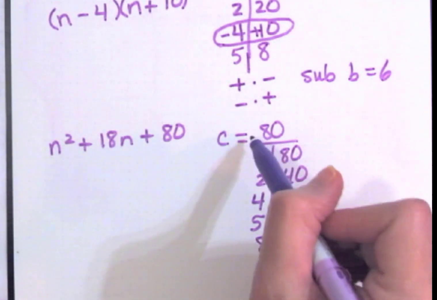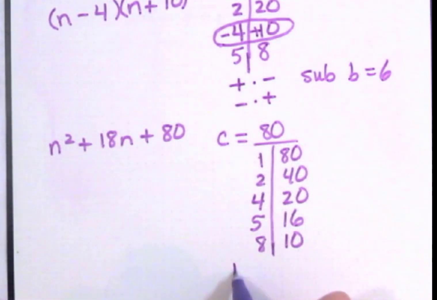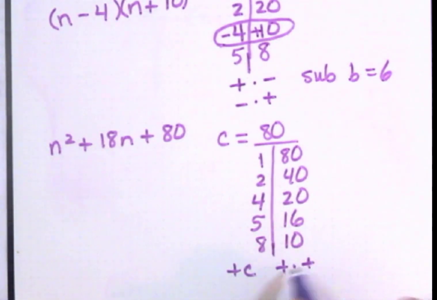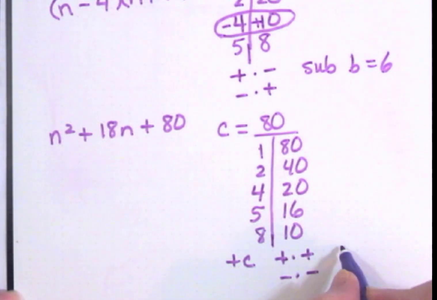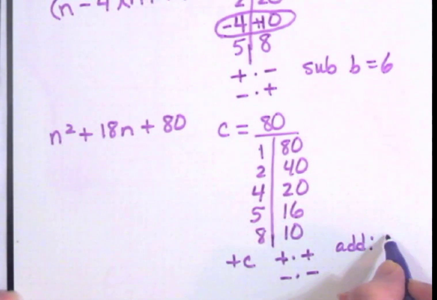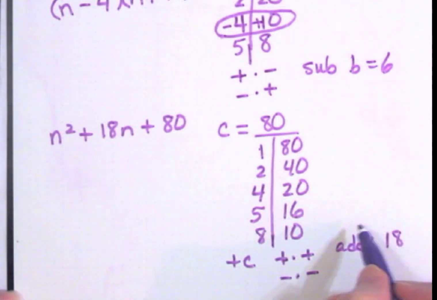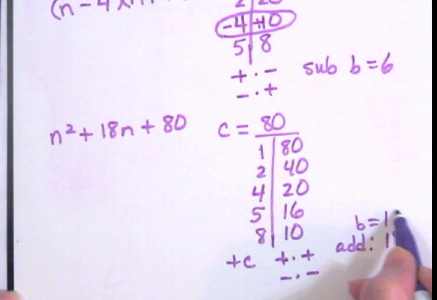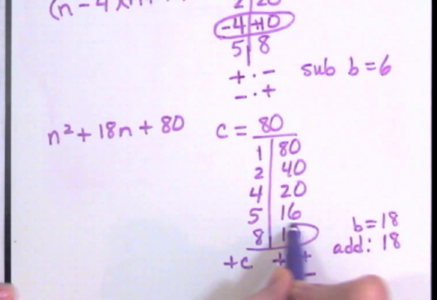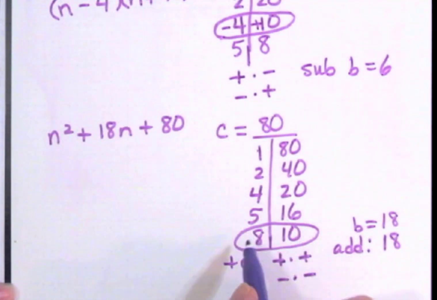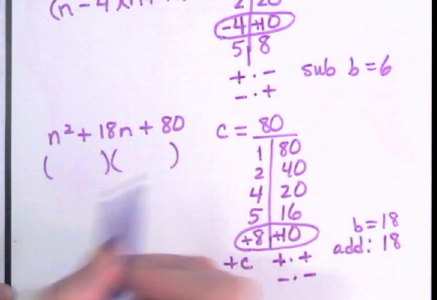So since this is positive, if you have a positive c, then you need the same sign to be able to get a positive 80 out of your factors. Now, if c is positive, then you're also going to be adding to get positive 18, that middle term. Okay, so our b is 18. So I'm looking through this and I see 8 and 10 would give me 18 if they have the same sign. And I need a positive 18, so I'm just going to make both of these positive. And so now I would just put those in my parentheses.